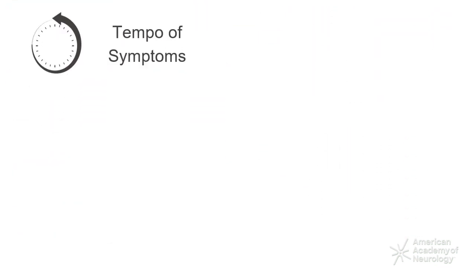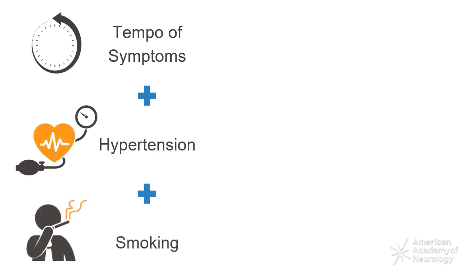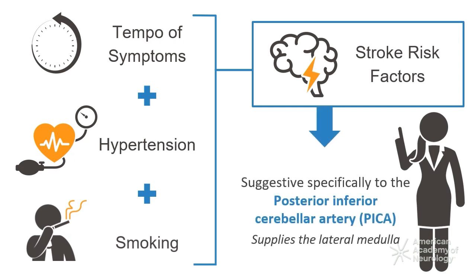The acute tempo of symptoms and vascular risk factors of hypertension and smoking suggest that the patient experienced a stroke, specifically to the lateral medulla supplied by the posterior inferior cerebellar artery.